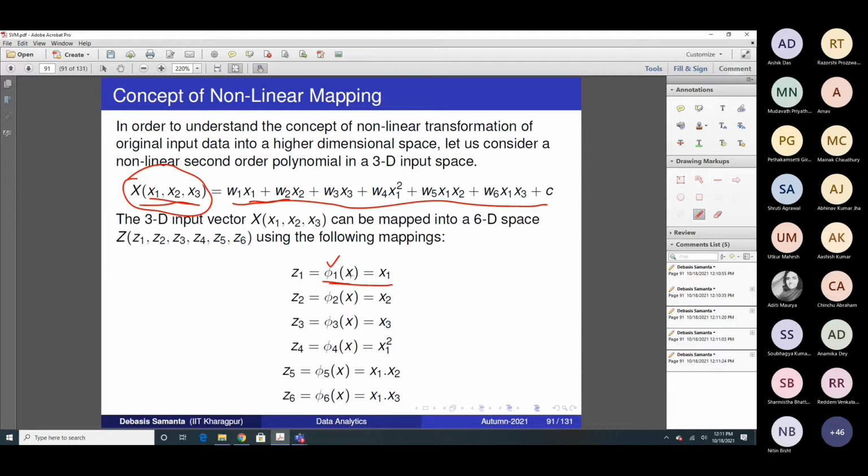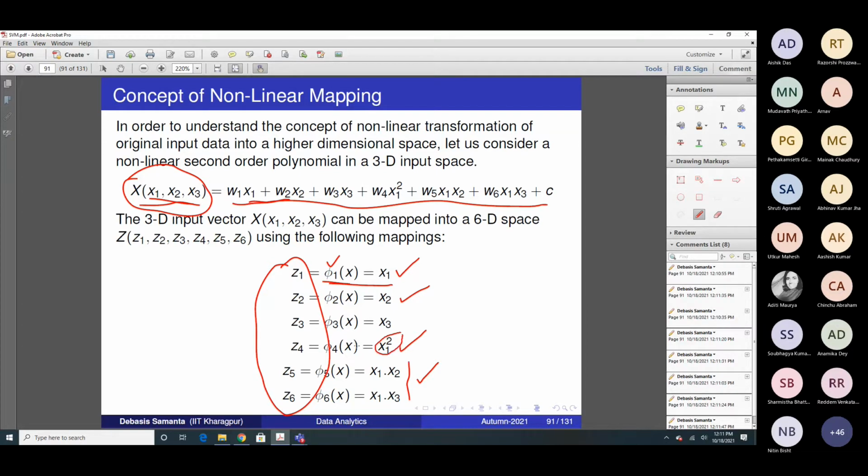We can say phi 1 of x is equal to x1. Very simple. Another simple linear transformation is phi 2 of x. And this one is definitely not a simple linear transformation, it is a nonlinear transformation. These are another two nonlinear transformations. So here you can see we have considered 6 transformation functions. 6 transformation functions means that in place of x1 we write z1, in place of x2 z2, in place of x1 squared z4, in place of x1 x2 z5, and so on.